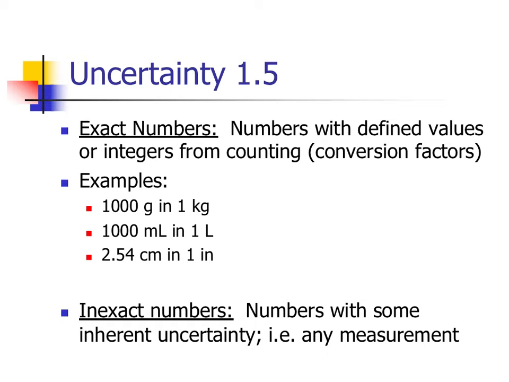Exact numbers would be looked at as your converting factors. Things that you use to convert from one thing to another. As in the examples, there are 1,000 grams in a kilogram. There's 1,000 milliliters in a liter. There is 2.54 centimeters in 1 inch. Those are exact numbers.